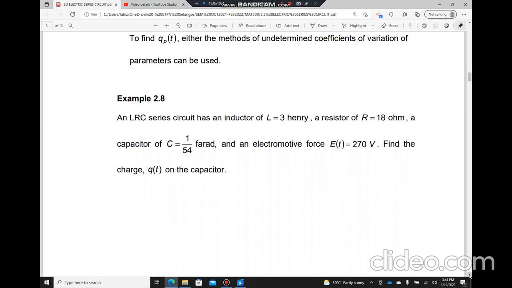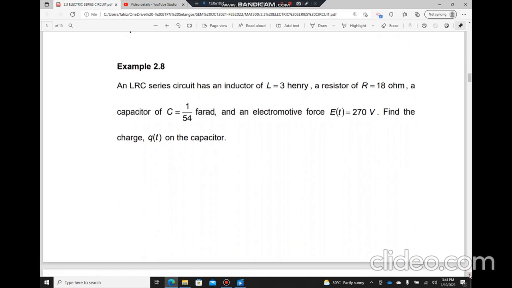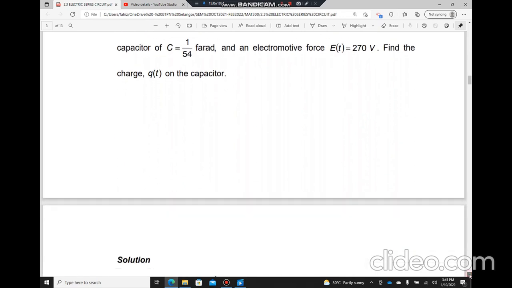Okay, next kita tengok pada example 2.8. An LRC series circuit has an inductor of L equals to 3 Henry, a resistor of R equals to 18 ohm, and a capacitor of C equals to 1 over 54 farad, and an electromotive force E equals to 270 volt. Find the charge on the capacitor.